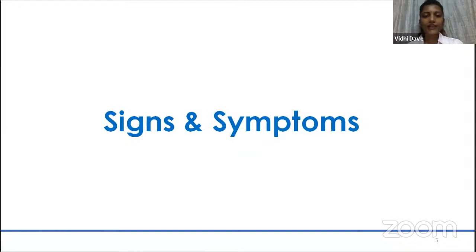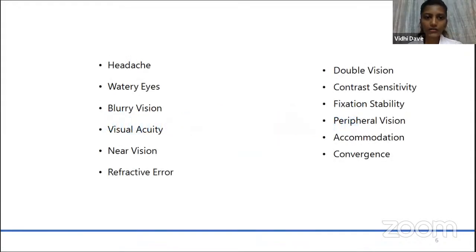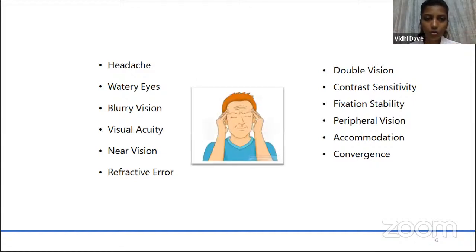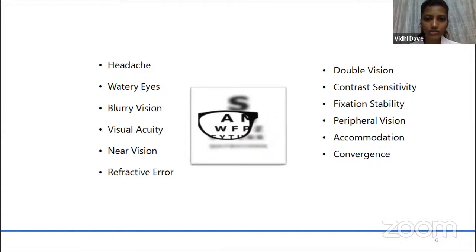Now, what are the signs and symptoms of amblyopia? Just quickly brushing through it. I'm not going to take time explaining the common symptoms that we usually see in any eye pathologies. These are headache, watery eyes, and blurred vision. So these are symptoms that we usually see in most of the eye problems.